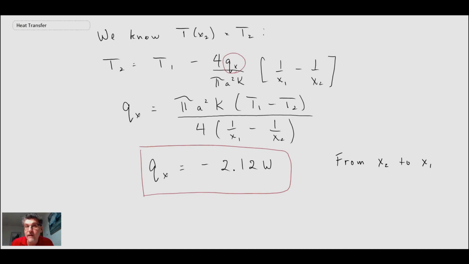What we're going to do in the next segment is look at applying the same technique to cylindrical coordinates, and then after that we'll have another segment looking at applying it to spherical, and then we're going to start to consolidate things and make this into a technique that we can use for general 1D conduction analysis. So that's where we're going.